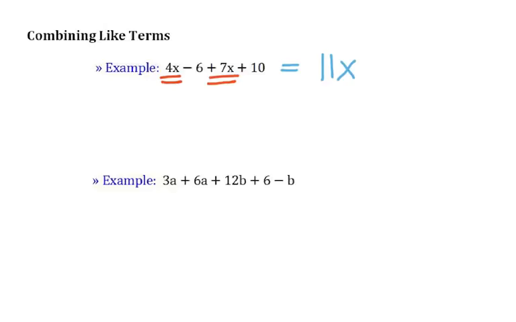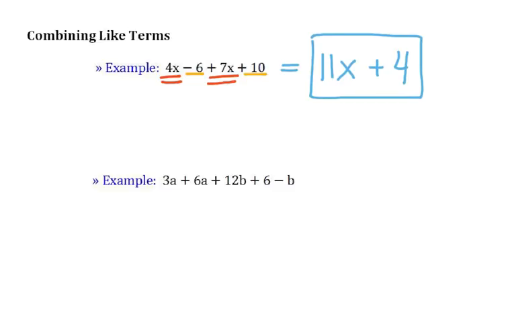But also within that problem I had just some numbers, so I know that -6 can be added with +10, and that will give us a +4. So after collecting the various like terms in that expression, 11x plus 4 is our cleaned up result. Okay, let's try our next one.